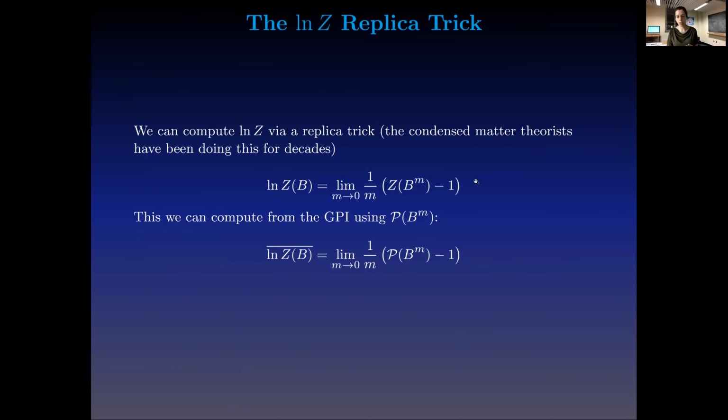So this quantity, of course, we know how to compute from the gravitational path integral. We just plug in P instead of Z, and we get this averaged log in terms of the gravitational path integral. So this tells us if we want to compute the log Z from the gravitational path integral, this is how we do it.